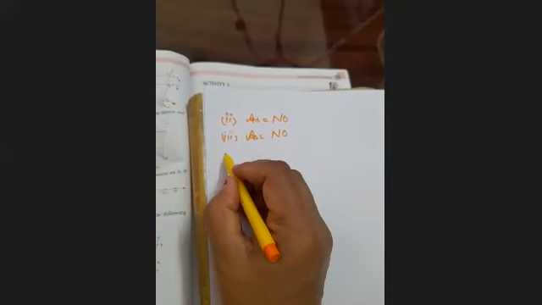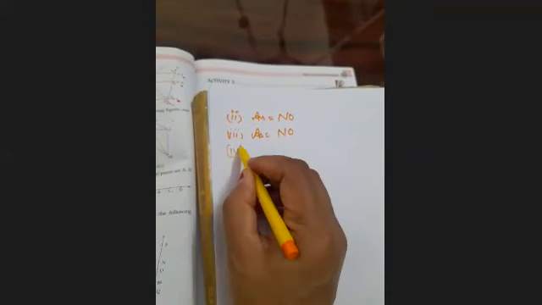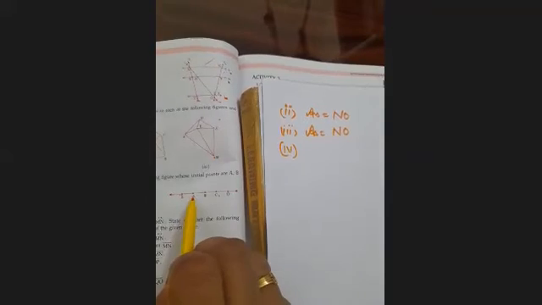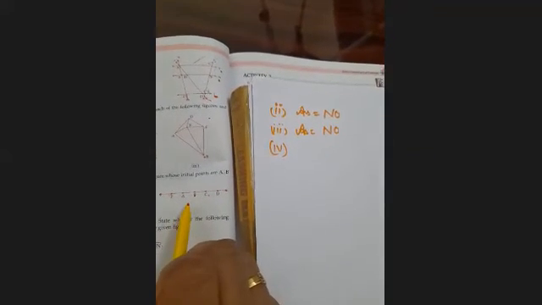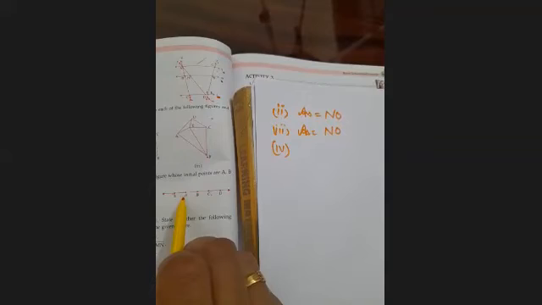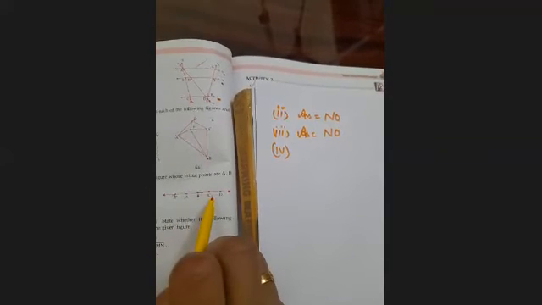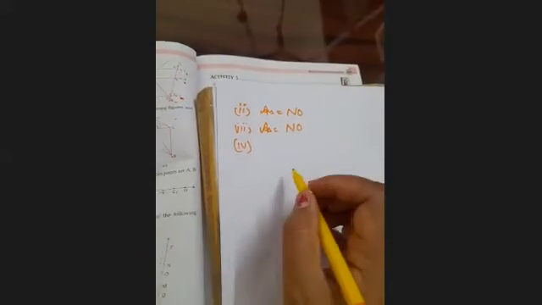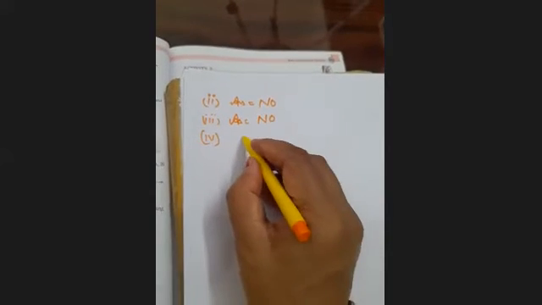Next is the fourth part. Is ray BA different from ray CA? Ray BA and CA. Here your answer is yes.